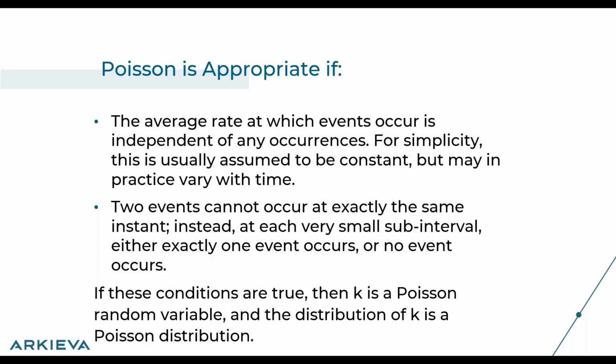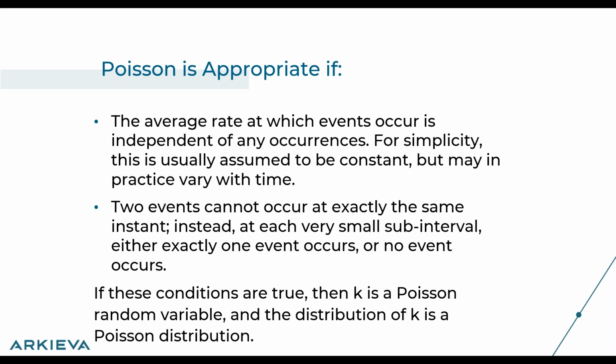Then the other thing is that the average rate at which events occur is independent of any occurrences. This simply means that in the time frame we are considering, the average rate is a constant. Of course, in practice, this may vary with time. You may get more messages in the evening versus in the morning, but within the time frame of consideration, it's assumed to be constant. And the last thing is, two events cannot occur at exactly the same instant.